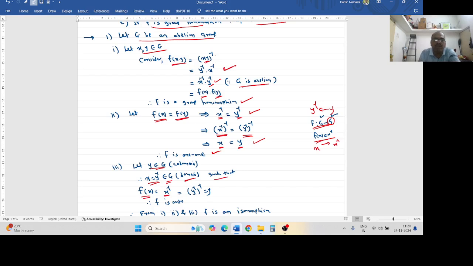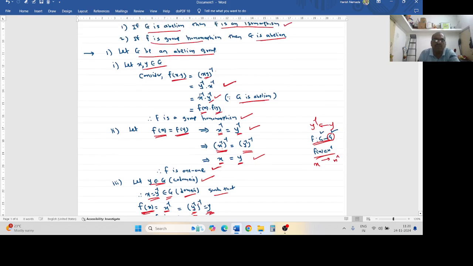परंतु x ची व्हॅल्यू काय तुमची y इनव्हर्स. म्हणजे x इनव्हर्स म्हणजे काय, y इनव्हर्स इनव्हर्स. But y inverse inverse is y. म्हणजे इथे काय मिळालं आपल्याला, for y belongs to codomain there exists x belongs to domain such that f of x is equal to y. So therefore f is an onto function. So thus f is a homomorphism which is one-one and onto. So therefore f is an isomorphism. So this is the first result.